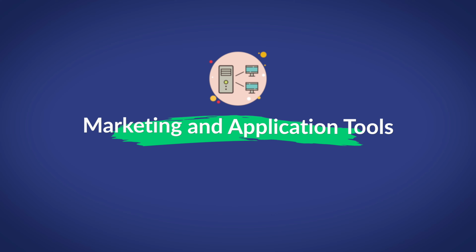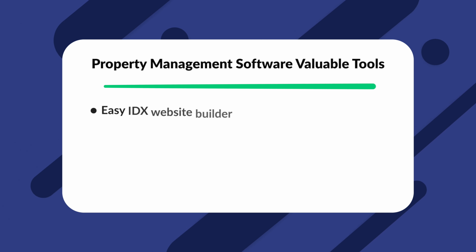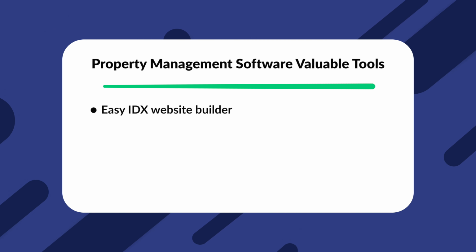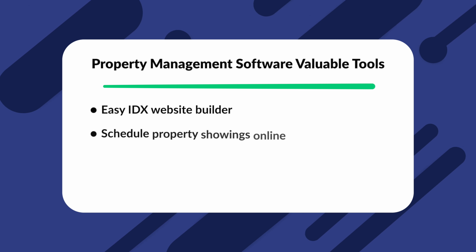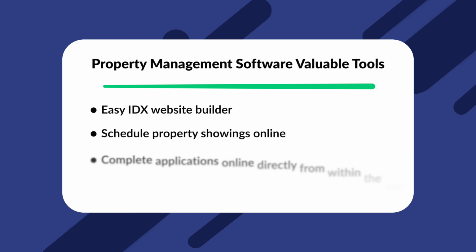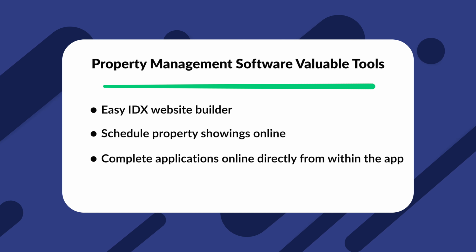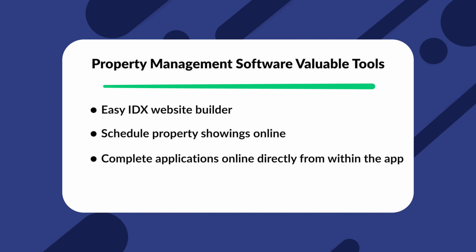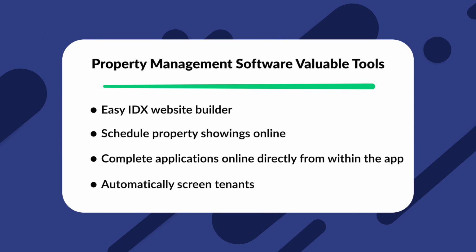Marketing and application tools. No tool available can fully automate marketing, but a great property management software should offer valuable tools, such as an easy IDX website builder with custom branding, so that you can schedule property showings online, complete applications online directly from within the app, and automatically screen tenants.